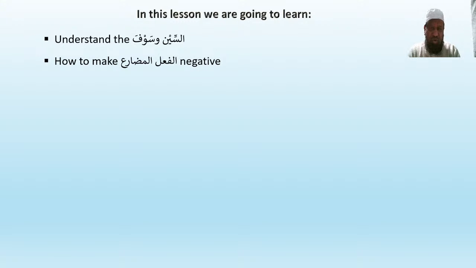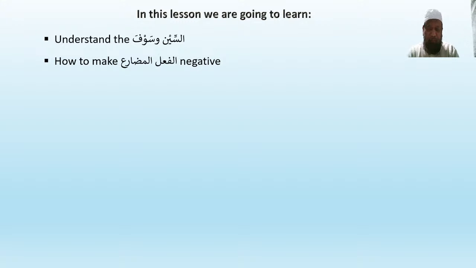In this lesson, we are going to understand the seen and سوف, how to make الفعل المضارع negative. The seen and سوف come with الفعل المضارع, and this is a sign to show it is a fa'il.